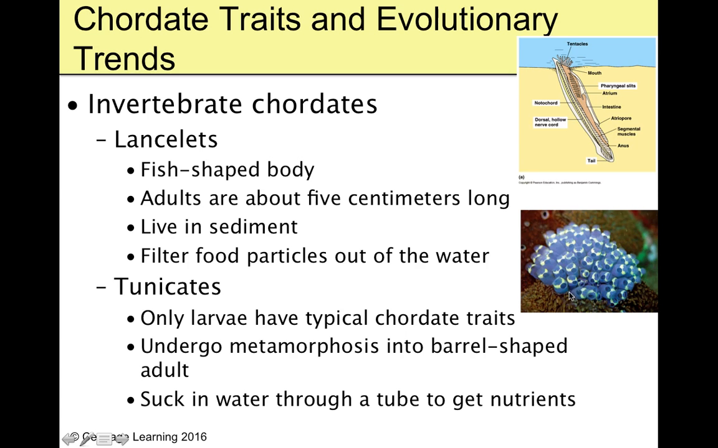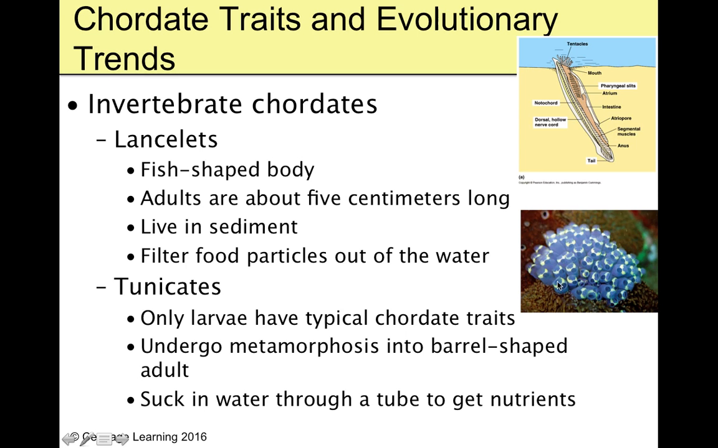So here's the other one. This little coral-looking fellow is what's called a tunicate. And a tunicate is a little animal with 2 holes in it. That's really all it is. It's pretty simple. Only the larva are going to have all 4 of our chordate traits, and then it's going to lose them as it grows into an adult. It'll undergo metamorphosis and look different as an adult.